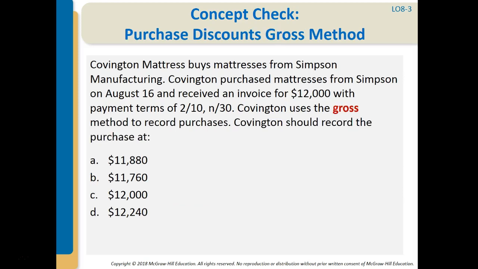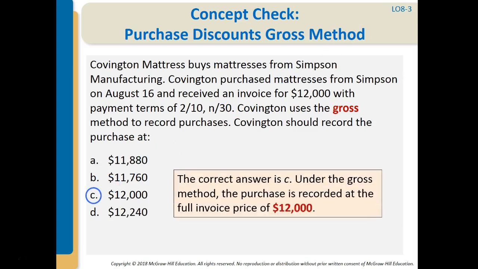Our next one here is they purchased mattresses and received an invoice of $12,000, using the gross method. In this case, Covington should report the purchase at $12,000. We're going to take a break here and start with the next slide.